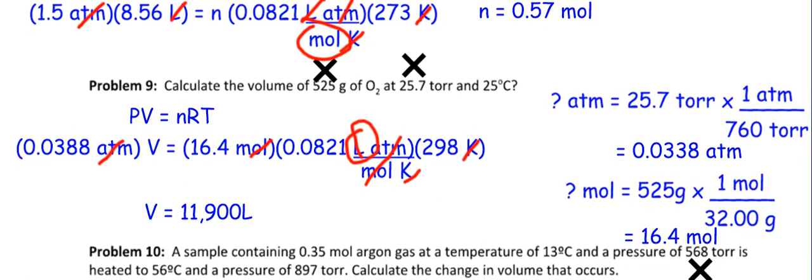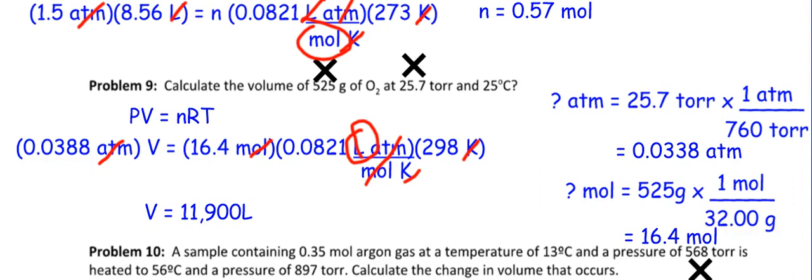It says a sample containing 0.35 mole, that's good, of argon gas at a temperature of 13 degrees Celsius. Of course, you'll need to fix that. And a pressure, I see an X there, 568 torr, is heated to 56 degrees Celsius and a new pressure. Calculate the change of the volume that occurs. Well, I need a change in volume. That means I need an original volume. Well, how am I going to figure out the original volume? They didn't give it to me.